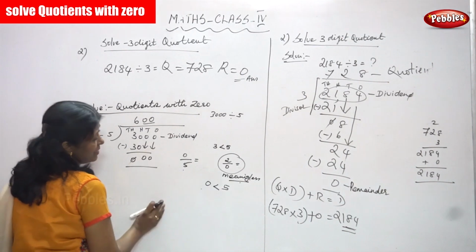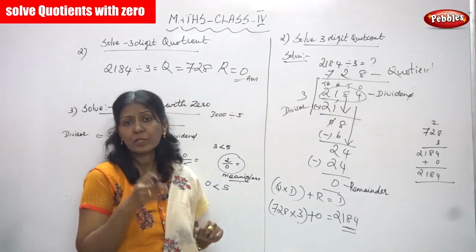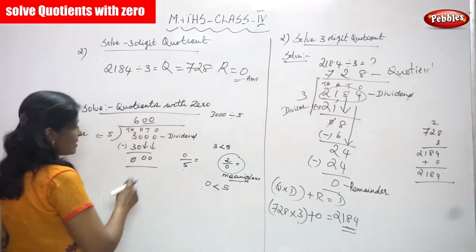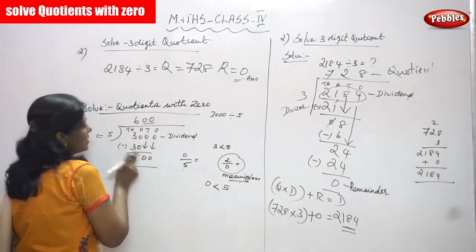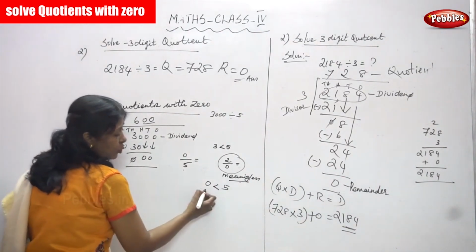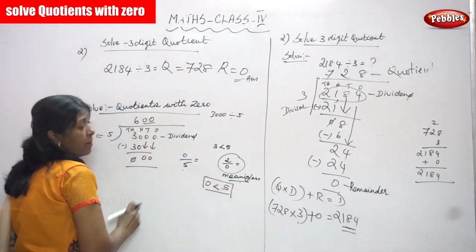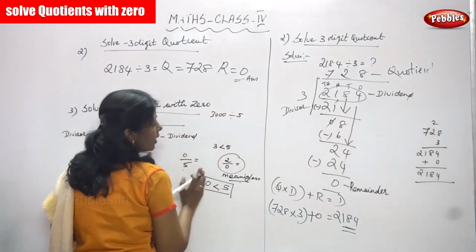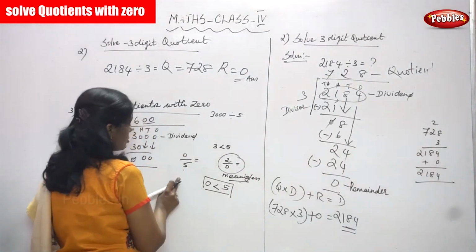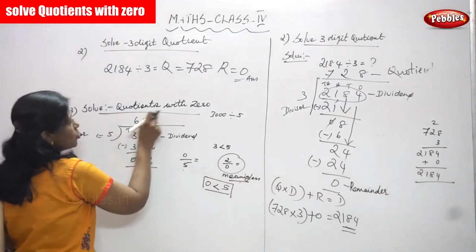That is the explanation I'm giving. Any number divided by 0 is meaningless. You can't divide by 0. But in that particular place, 0 is divided by 5, and you will get 0 as a quotient. The basic rule is you can't divide by 0, but you can divide 0 by a number, and that gives 0 as a quotient. So you have to write these two zeros as a quotient. That is quotient with the 0.